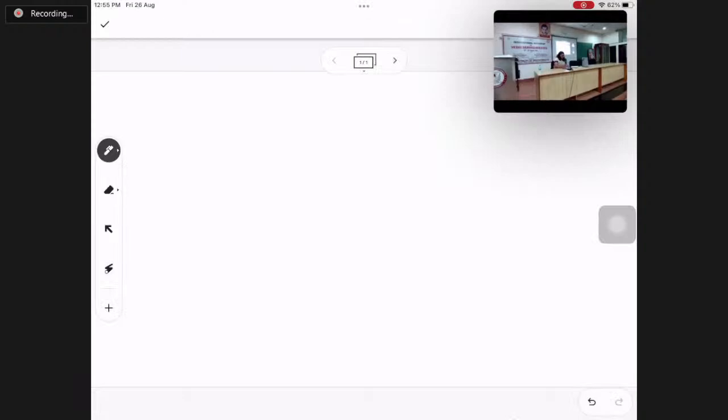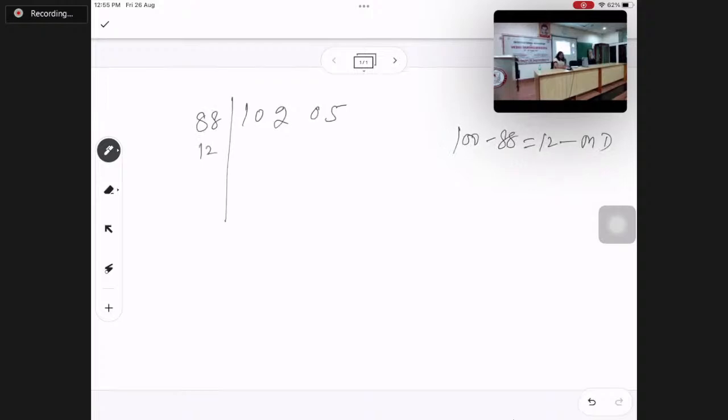See, we have this number 10205 and we want to divide it by 88. This 88 is near 100, so base is 100. We subtract from 100, so we are getting 12. This is your MD, the modified divisor. So we write 12 here.